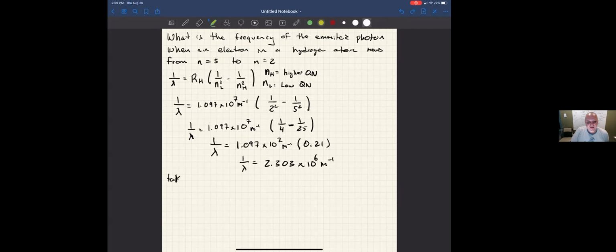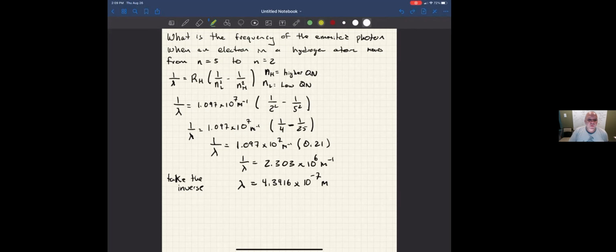Now, ultimately we want the wavelength, and this is giving you the inverse wavelength. So in order to get the wavelength, we need to take the inverse of both sides. If we take the inverse of both sides, we get the wavelength on the left, and on the right, we get 4.3416 times 10 to the negative 7th. And if you take the inverse of per meter, you get meters.